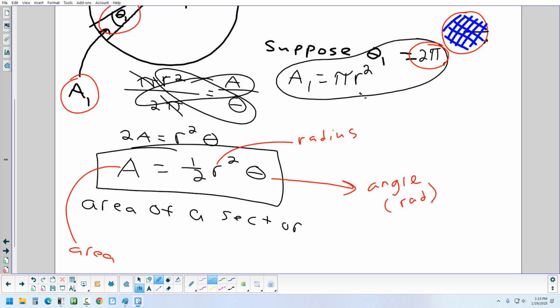So this formula works just like the other one. They're always going to give you two things. You fill them in, you find the third. Don't know if I'm going to have enough time to go through all of them, but we can probably do at least one or two.